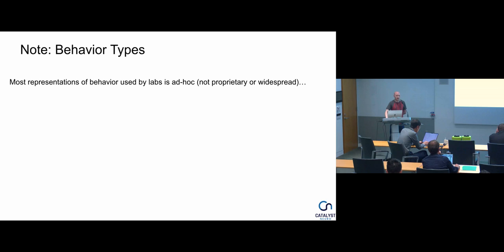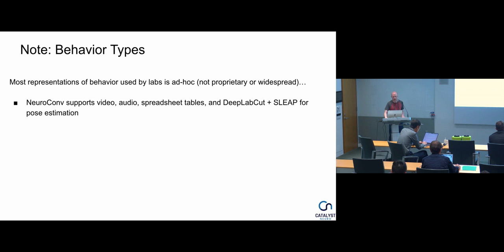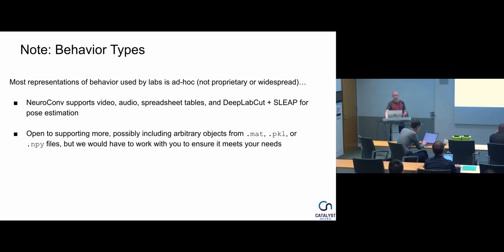A note about behavior types. I talk a lot about how NeuroConv works off of proprietary formats. Unfortunately, and I'm sure most of you know, a lot of representations of behavior are pretty ad hoc, specific to your lab or your experiment setup. They're not proprietary, or their usage is not widespread outside of your lab. There are some exceptions. Everyone uses video formats, everyone uses audio formats. A lot of people use spreadsheets like Excel or CSV or TSV. DeepLabCut and SLEAP are very popular for pose estimation. So those are the exceptions.